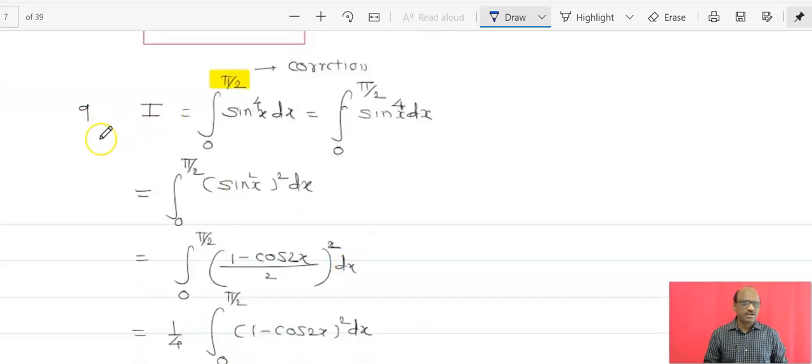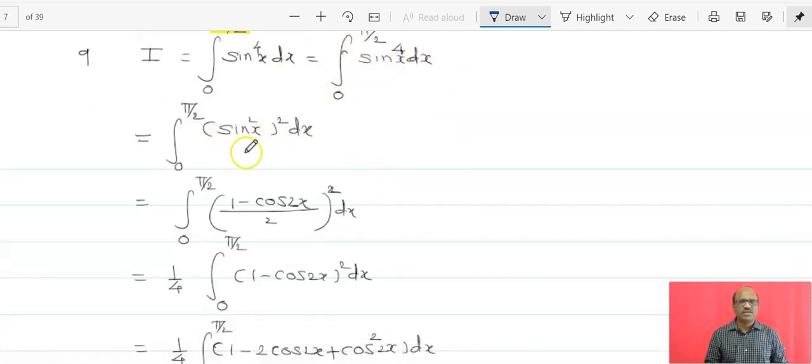Now the problem number 9: I is equal to integral 0 to pi by 2, but in the textbook there is pi by 4, but I had corrected it. That is pi by 2. Integral 0 to pi by 2 sine of x raised to 4 dx. Now sine of x raised to 4 can be written as sine square x bracket square dx, 0 to pi by 2. But what about the sine square x?